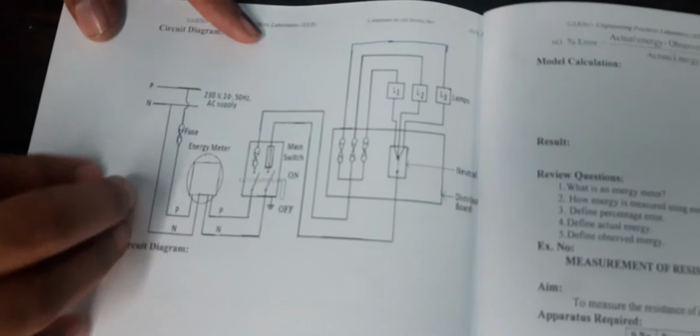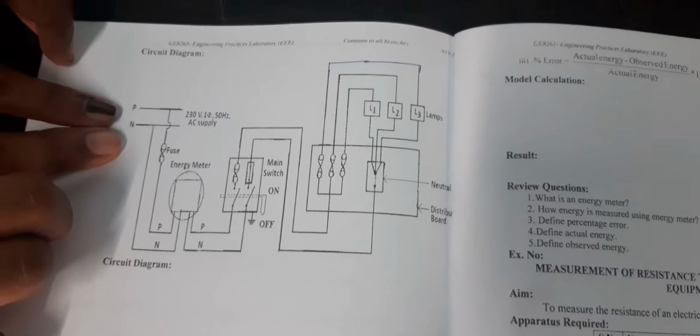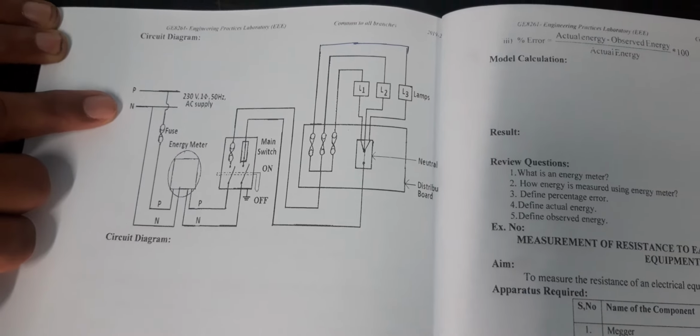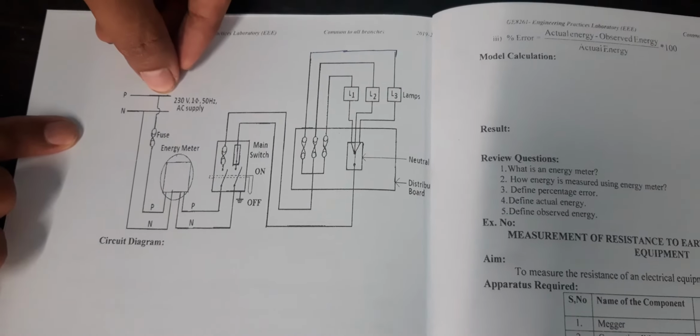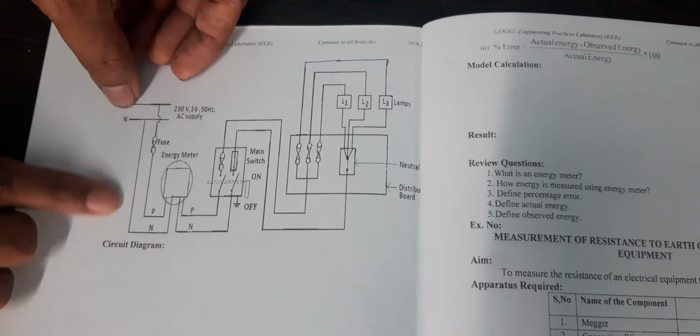In the circuit diagram you can see that two terminals play a very important role. This is a single phase energy meter, so there are two AC supply terminals: the phase terminal and the neutral terminal, where the phase terminal is controlled with the help of the fuse. There is no need of a fuse for controlling the neutral terminal.